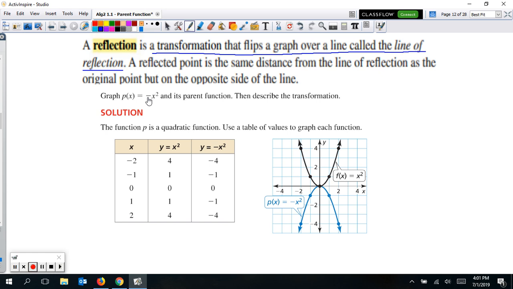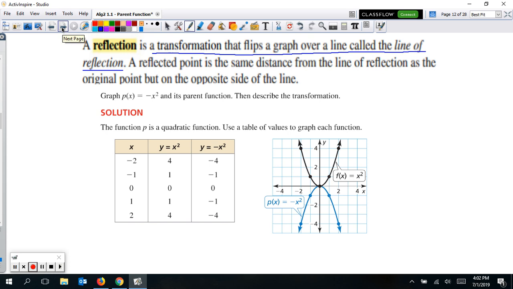So how do we know that there's going to be a reflection? Well, we're going to see it's going to be multiplied by a negative. That's the difference there. So you have your parent function, x squared. Now it's negative x squared. That's going to flip it into a reflection. So when you're multiplying your function by a negative, it's going to flip it over the x-axis here.